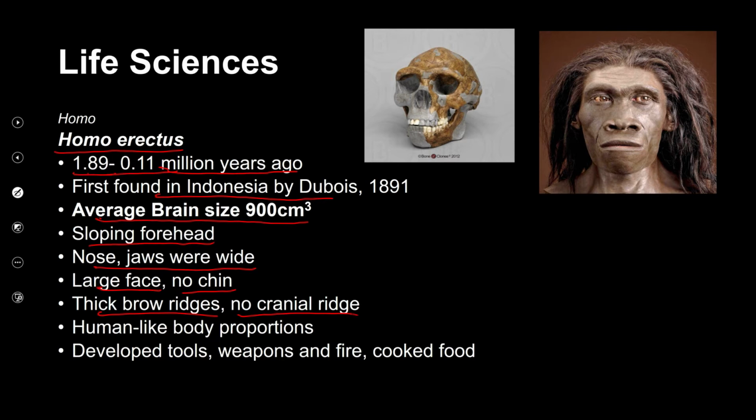So can you see that there's a mix of ape and human? They've got a sloping forehead, which is more ape-like. The jaws are more ape-like because they're wide. There's no chin, which is more ape-like. There's thick brow ridges, which is ape-like, but there are no cranial ridges, which is human-like. They had a human-like body, and the proportions were more human, and they developed tools, weapons, and fire, and they cooked their food. Okay, so that was Homo erectus.